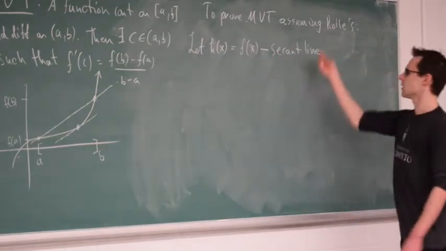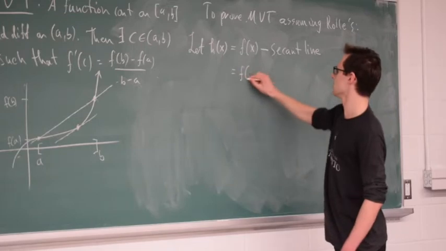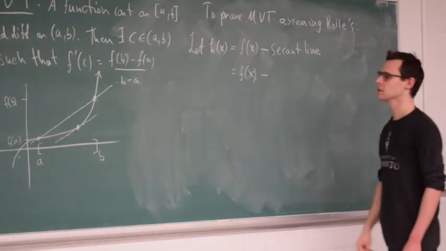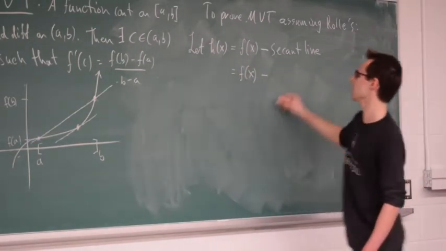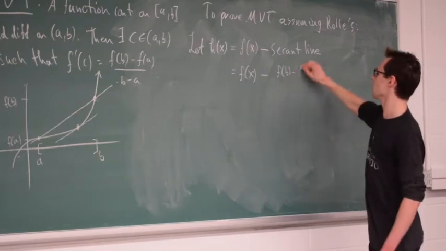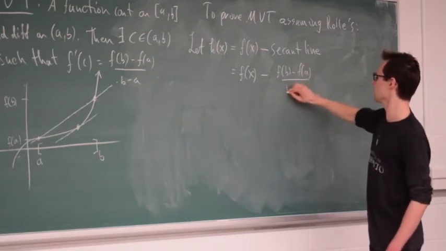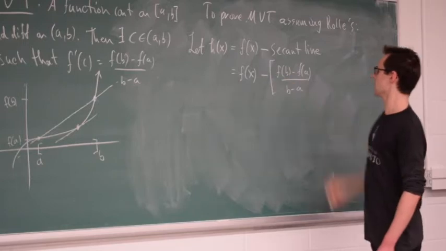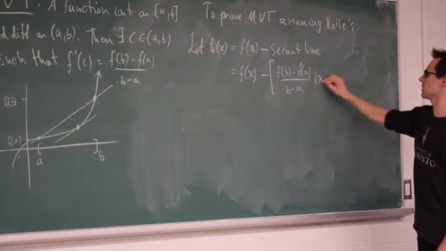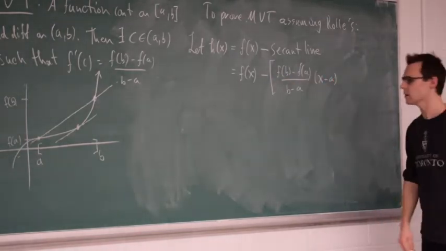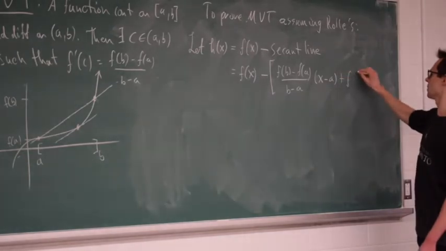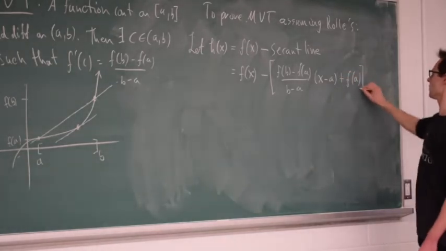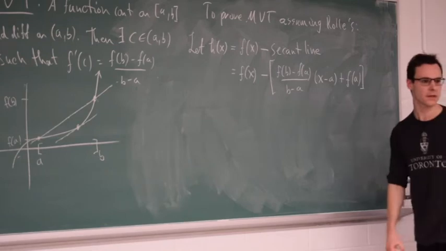Okay? So let's do this. What is the equation of the secant line? Well, there's the slope, right? There's the slope. Okay, cool. There's the slope times, okay, x minus a plus f of a, right? Point slope formula, you guys know that, right?